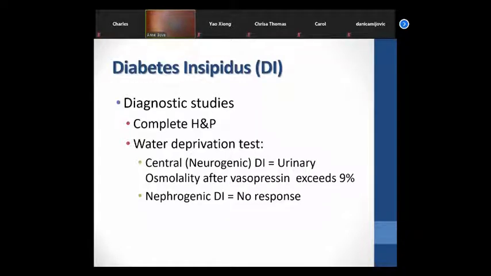There are different tests that can be done. You're going to get a complete history and physical. Then you're going to look at your water deprivation test, so you'll see if it's neurogenic versus nephrogenic. And that relates to the administration of vasopressin, which is basically facilitating the release of the production of ADH, right?